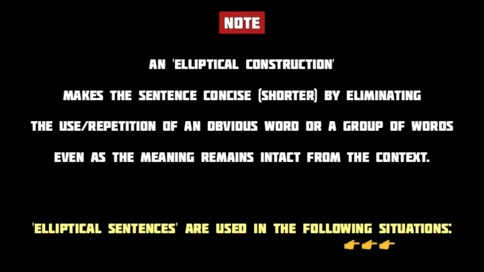In this way, we understand that ellipsis makes a sentence shorter by eliminating the unnecessary repetition of an obvious word or a group of words without changing the meaning. So remember, ellipsis involves the omission of only unnecessary and obvious elements from the sentence to make it shorter without changing its meaning. Now I am going to explain all the different types and structures of elliptical constructions used in English.